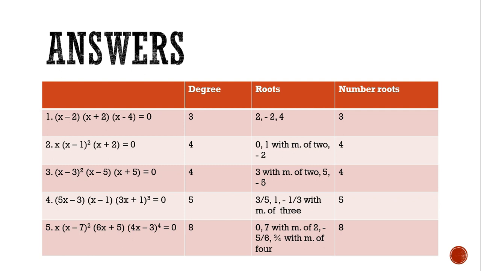And lastly, number 5, the degree is 8, with the roots of 0, 7 with a multiplicity of 2, -5/6, and 3/4 with a multiplicity of 4. And the total number of roots is 8. Did you get all the answers correctly? If so, you did a great job.